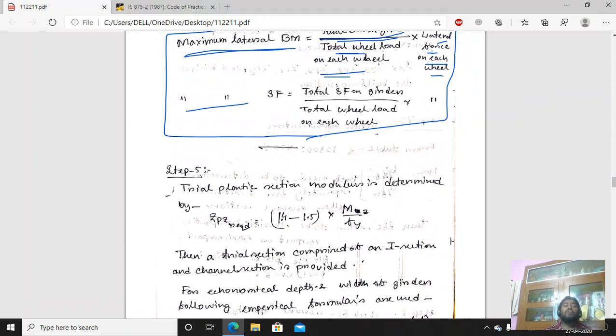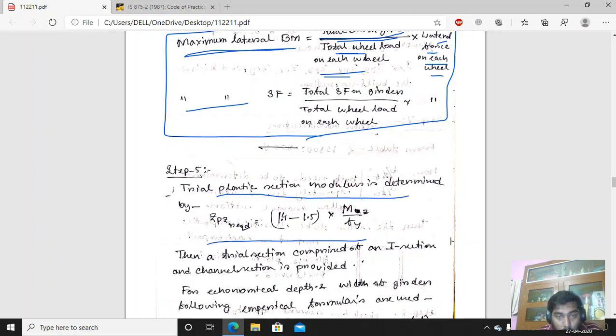Now we are coming to the design. We have to first determine the trial plastic section modulus. We know the value of the moment. As I have told you, the gantry girder is normally a laterally unsupported beam. Similarly, in the design of a beam, we have seen that when starting the design, first a trial section modulus is determined. Here also it will be the same. The trial plastic section modulus is determined by that formula.